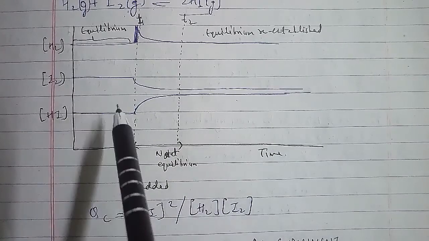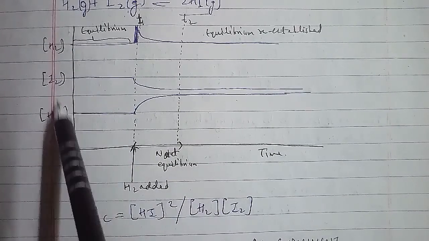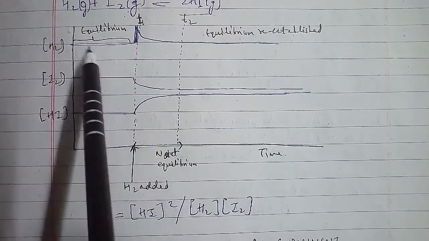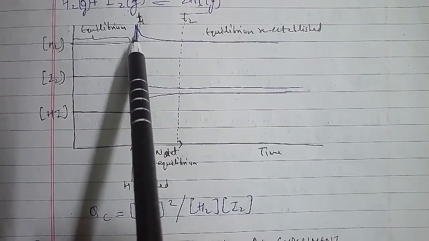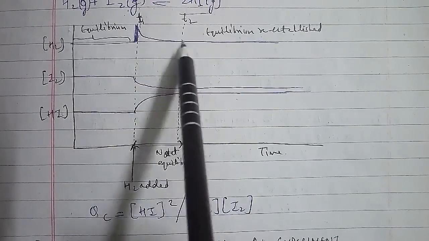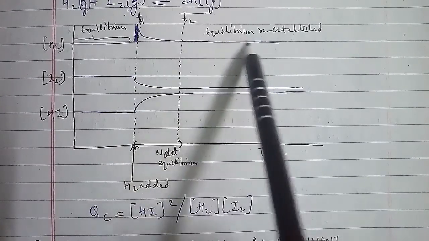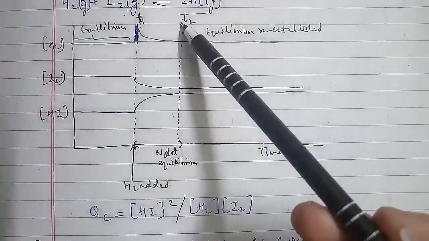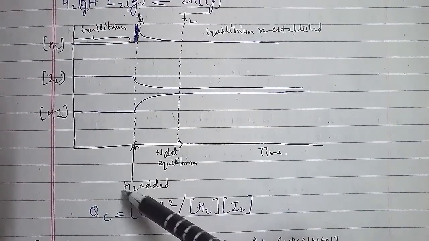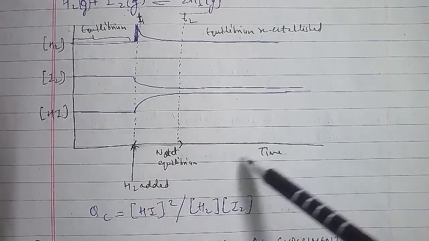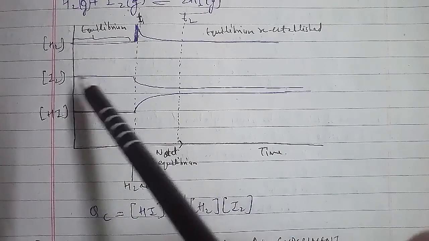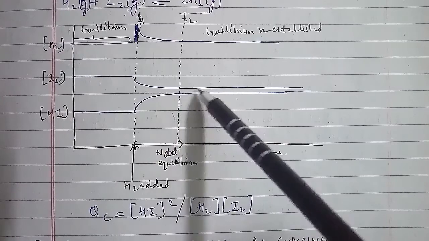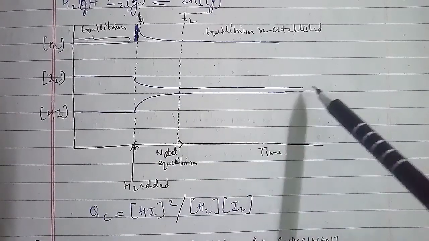And for the H2, H2 is added here only, and with respect to time, we are concluding this. And for the I2, it is in equilibrium, and then after that it goes slowly down, and then the equilibrium is re-established here. Between T1 and T2, there is no equilibrium to be seen. With regard to HI, this is also in equilibrium. After T1, it is not at equilibrium, and then the equilibrium is re-established after T2.